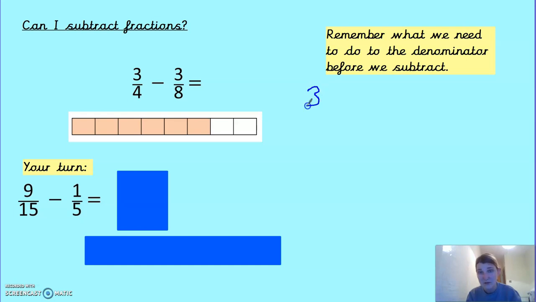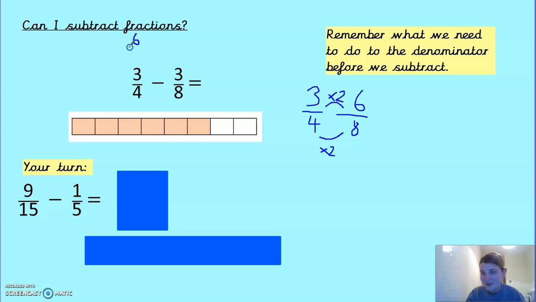Step 2 is going to be turning 3/4 into eighths. How would I do that? Hopefully you guys can remember. Well, I've multiplied that by 2. Same to the bottom as the top. 3 times 2 is going to be 6. Okay, so 3/4 is the same as 6/8. So now what I'm doing is 6/8 take away 3/8.